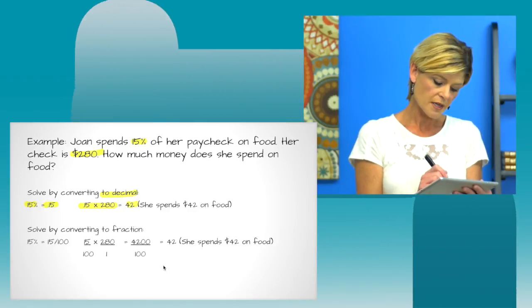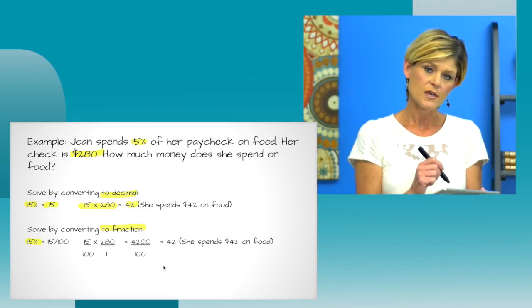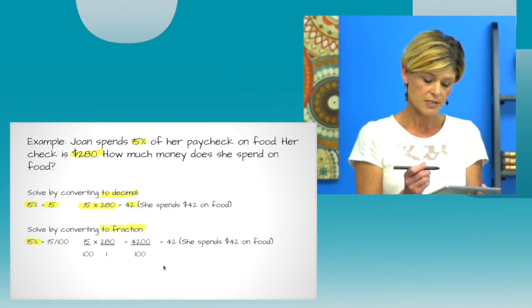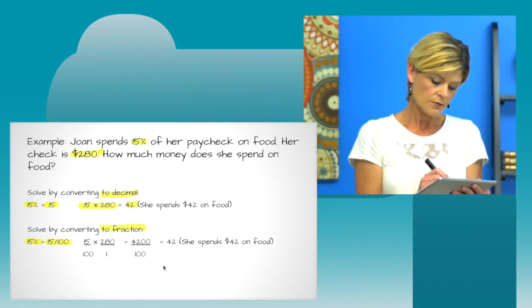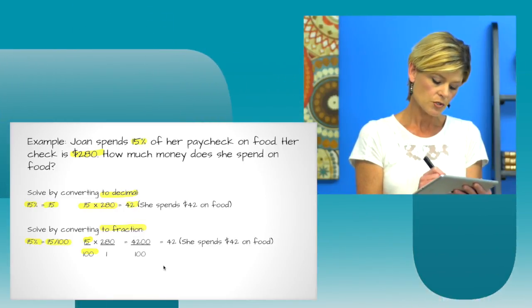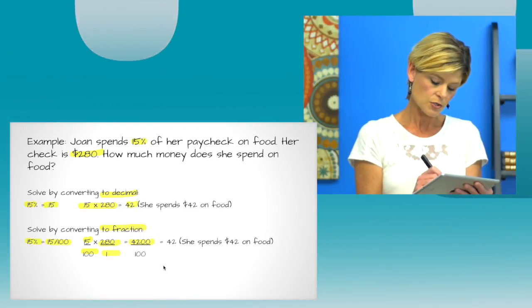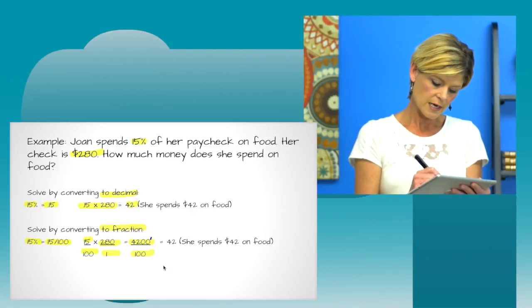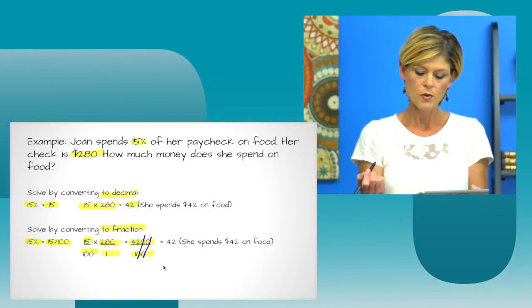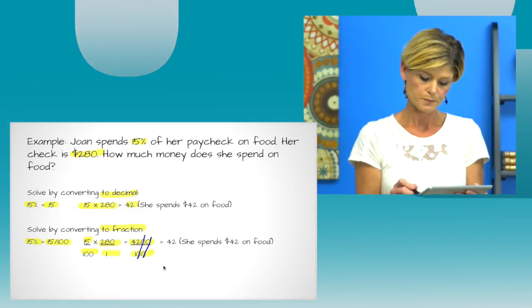Or we can solve by converting to a fraction. I've got 15%. If I convert 15% into a fraction, it would be 15 over 100. Then I will multiply 15 over 100 times 280 over 1. And I will get 4,200 over 100. My zeros will cancel out, and I get 42 over 1. So again, you see that she spends $42 on food.